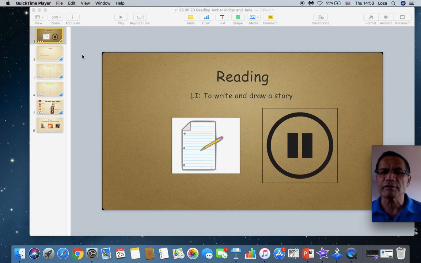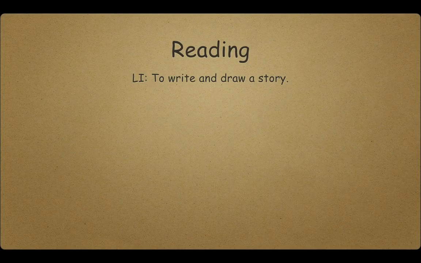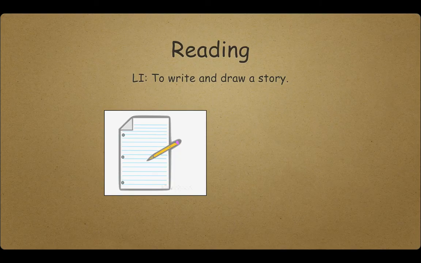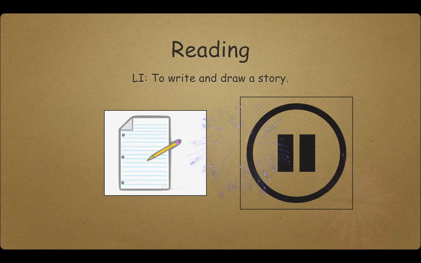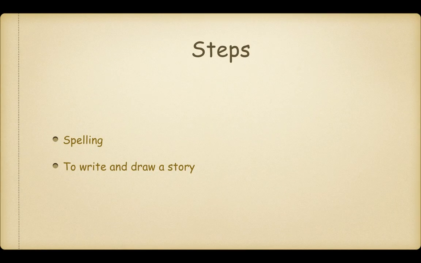It's always good fun to read your work and to look at the things that you have done during the week. The aim today is to write and draw a story. So let's begin the lesson by making sure that you are ready and prepared. You need a piece of paper, a pen or a pencil. Use the pause button if you need to. So let's look at the steps to the lesson. We'll do the spelling test first and then we'll look at the final activity to write and draw a story.